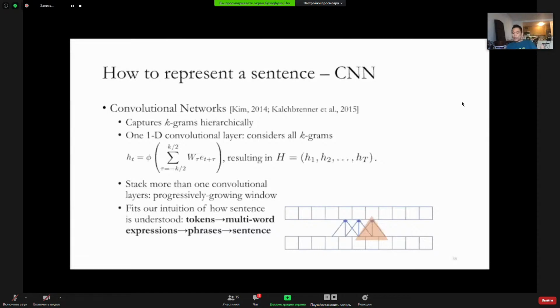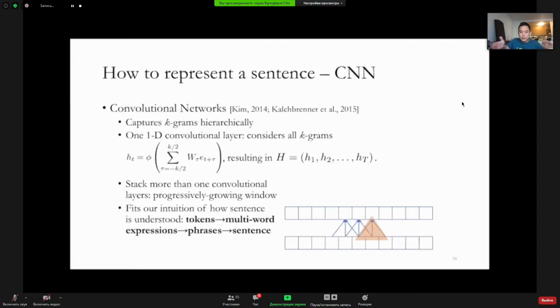Because in usual bag of n-grams, as n grows, the number of unique n-grams that we need to consider grows exponentially with respect to n. However, in the case of the convolutional network, the use of these continuous representations allows us to avoid this exponential growth. It also fits very well with our intuition of how a sentence or a text should be understood.